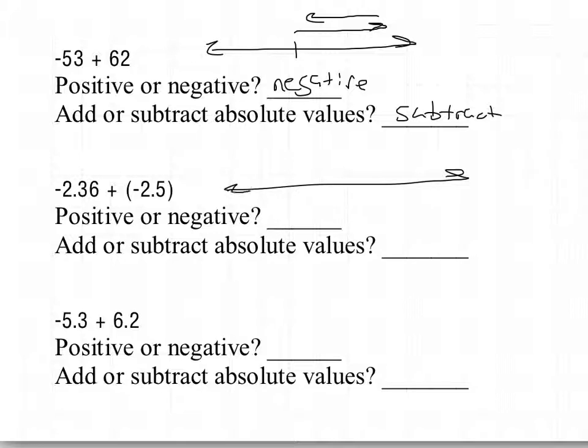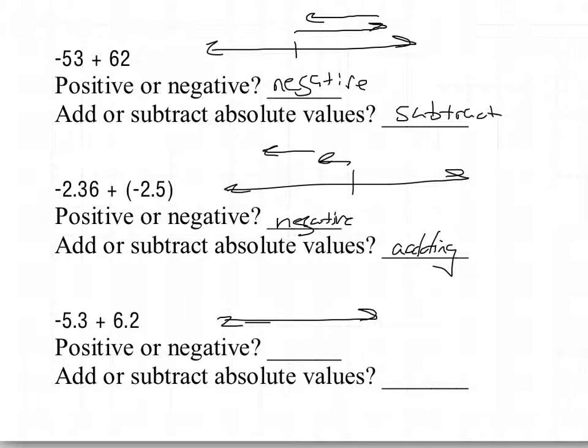Arrow diagram, both are negative, so we've got two arrows pointing in the negative direction, which means we're definitely going to add negative. There's nothing to take us back to positive. And we are going to be combining these values since the arrows are going in the same direction.